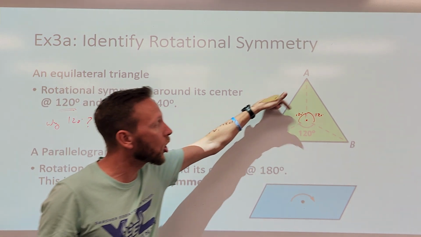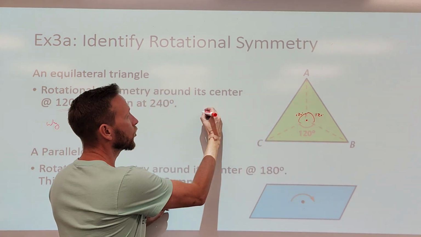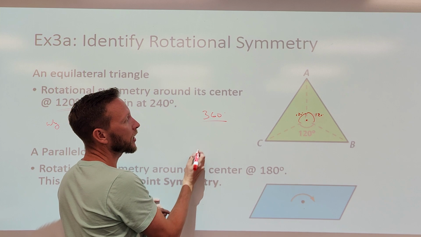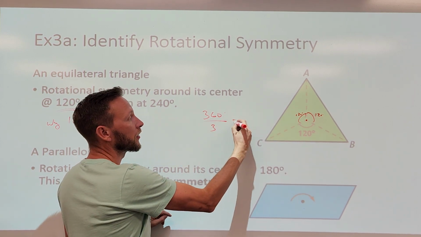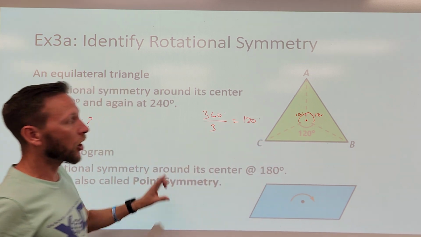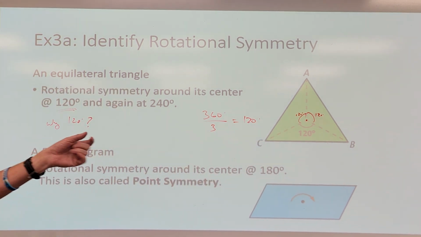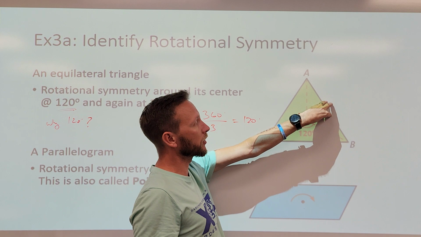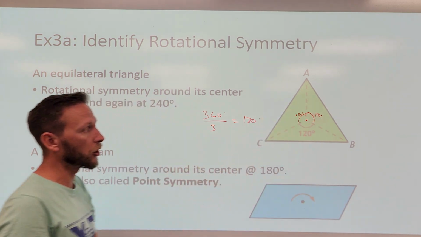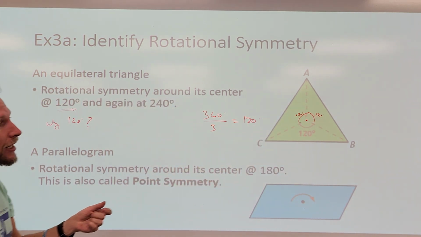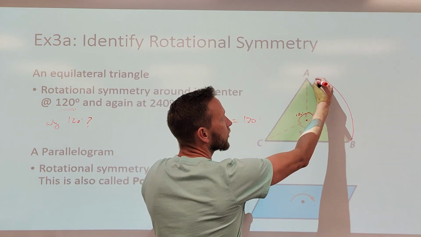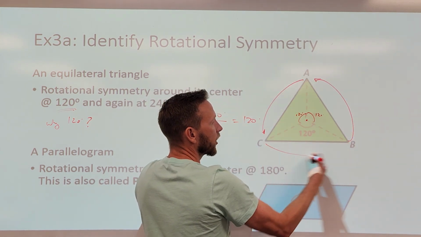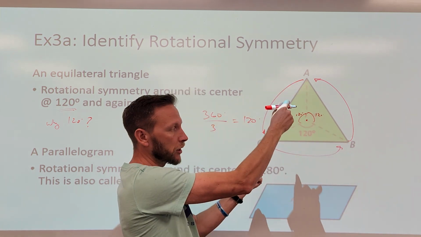Now, why do we know that that's 120 degrees? Well, the reason is because if we have 360 degrees total and we're dividing it 3 ways, then that means that there is 120 degrees at that central angle, all right? So this central angle is 120, this central angle is 120, that central angle is 120 degrees. Which means that if I turn this triangle 120 degrees, then point B is going to go to A, A is going to go to C, and C is going to go to B.